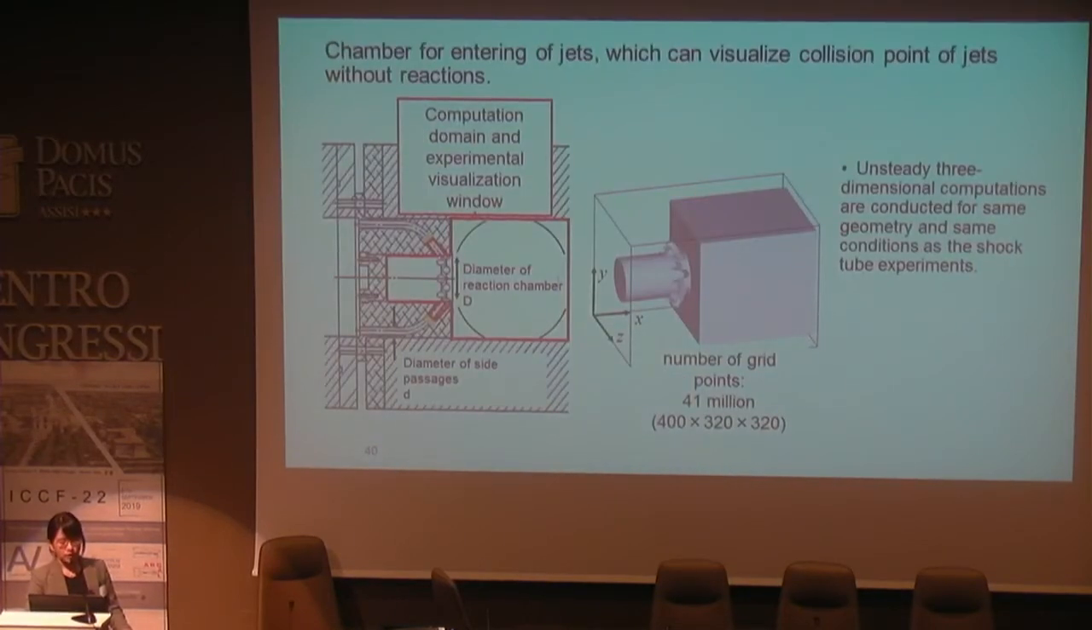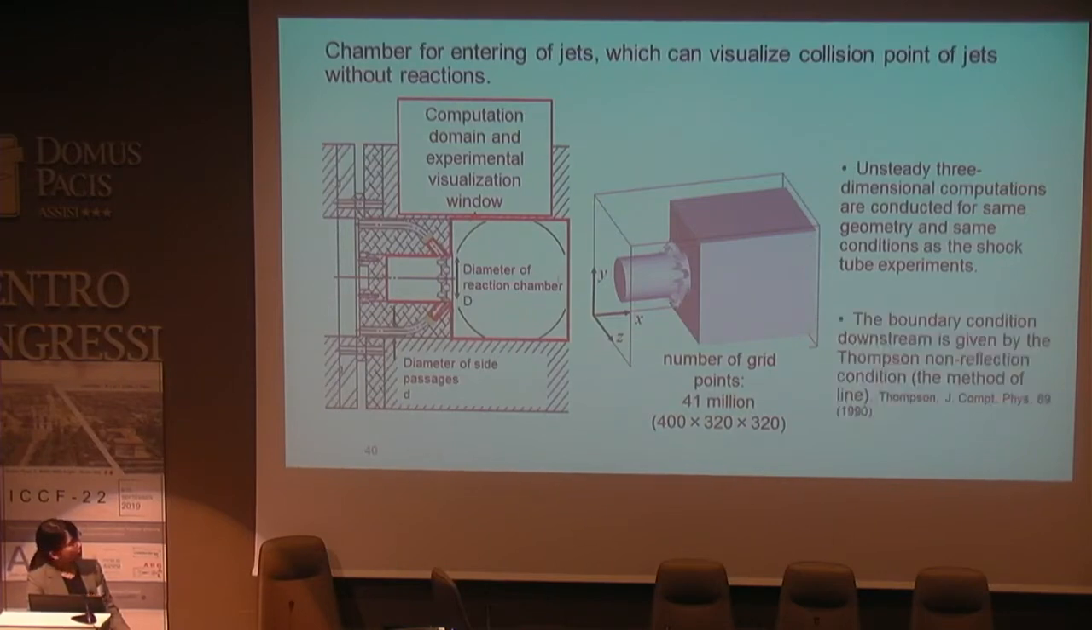And these are computation domains. We computed the area surrounded by the red lines, which shows the computation domain, the experimental visualization window, which we can take pictures after the collision of jets, the reaction chamber, and the end of the side passages, or the passage for the jets to collide at the middle of the chamber. The number of grid points we used is about 41 million. The computations are conducted for the same geometry and same conditions as shock tube experiments, which I explain later. Also the boundary condition downstream is given by the Thomson non-reflection condition, otherwise known as the method of line.